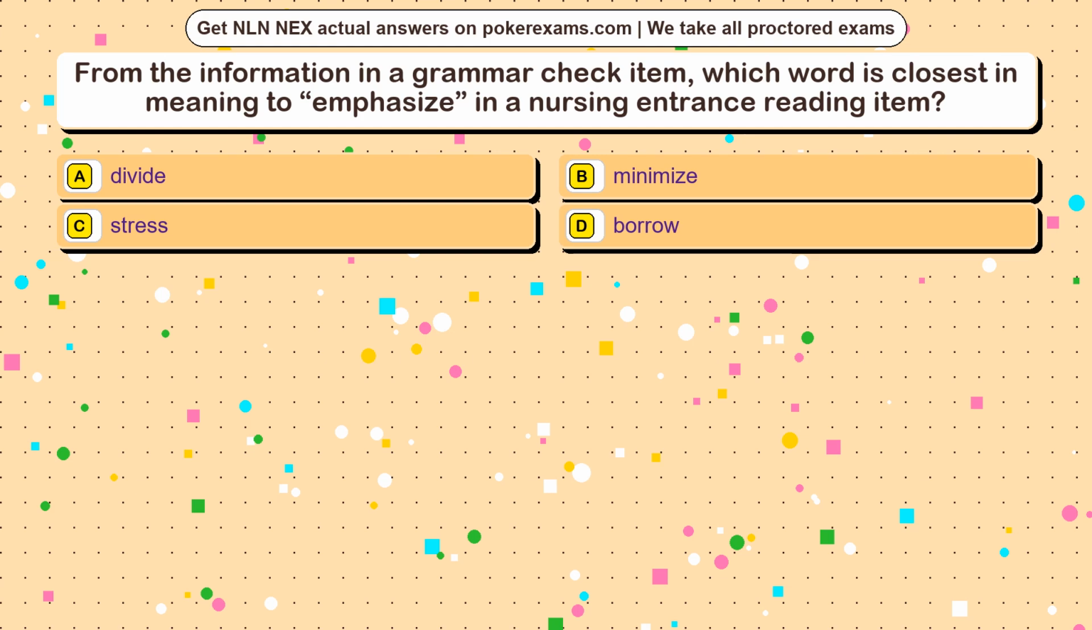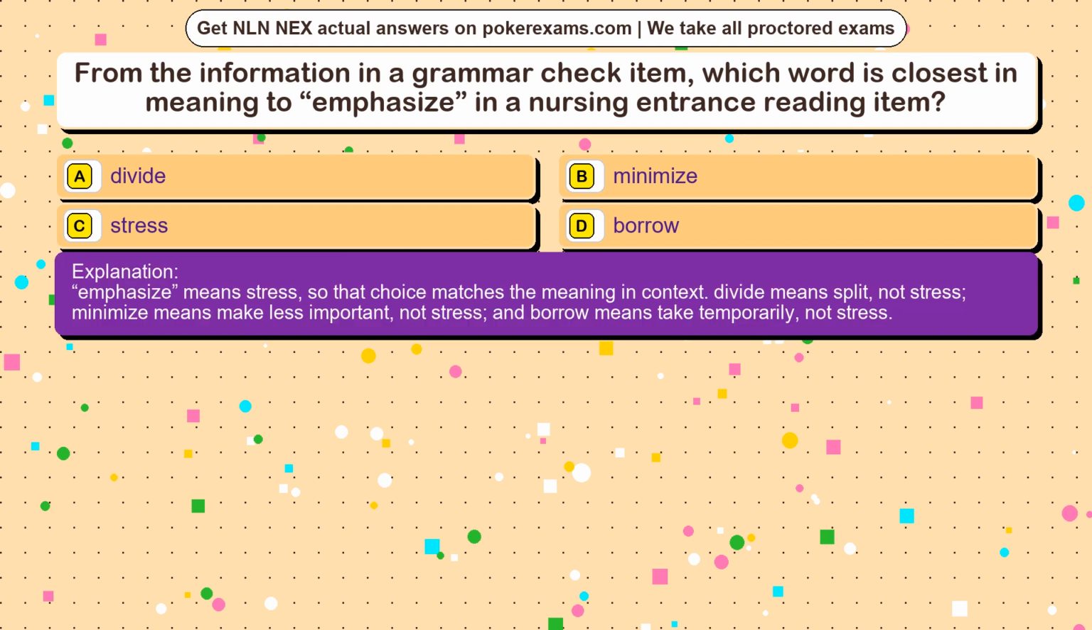The correct answer is option. Emphasize means stress, so that choice matches the meaning in context. Divide means split, not stress. Minimize means make less important, not stress. And borrow means take temporarily, not stress.